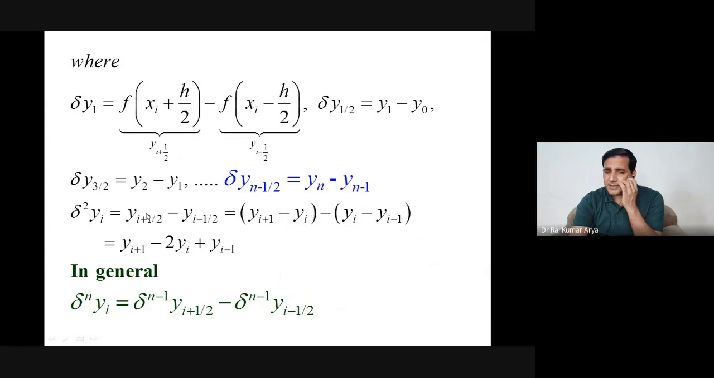Again you are calculating here y at i plus 1 by 2 and y at i minus 1 by 2, and you can substitute from this one. Finally, a generalized formula is given by this. If you are calculating any del, the generalized formula is del to the power n yi equal to del to the power n minus 1 y at i plus 1 by 2 minus del to the power n minus 1 y at i minus 1 by 2. So you can substitute any value of n and you will come back to the required formula. Let's say you put n equal to 1. What will you get? You will get the first formula.